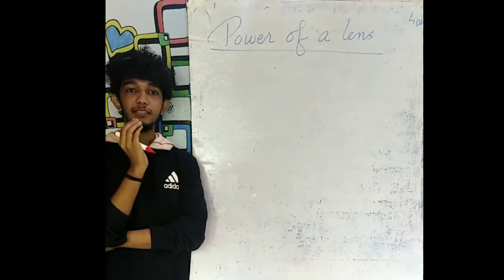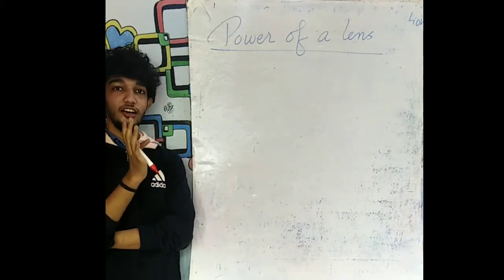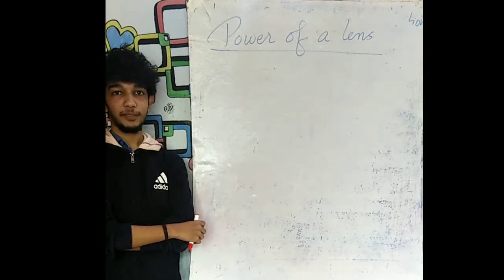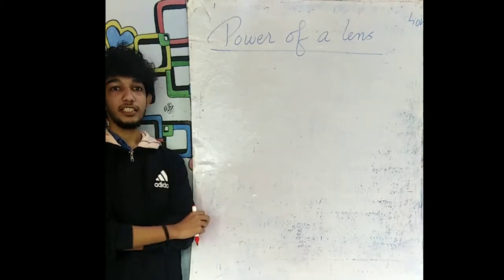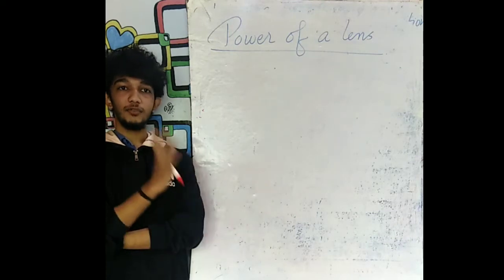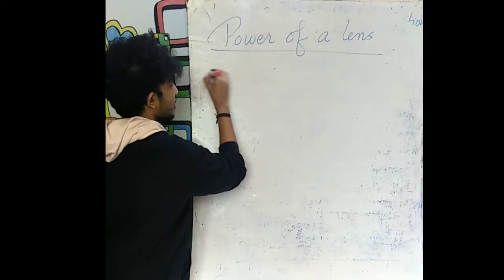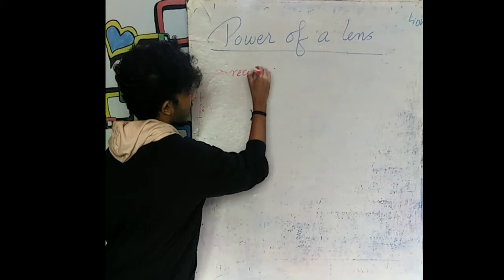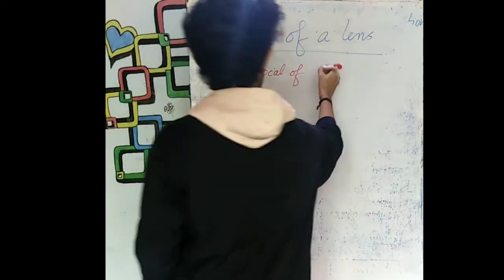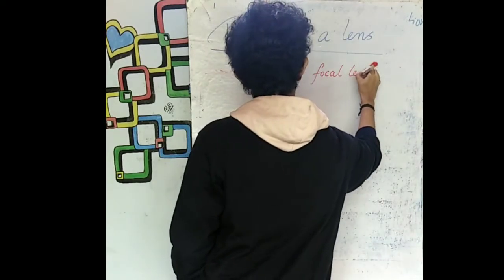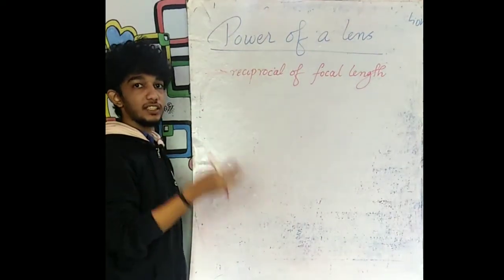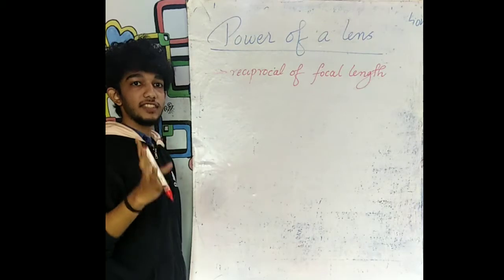Power of a lens is the ability of the lens to converge or diverge the rays of light which are incident on it. This ability is measured in terms of power. Another simple definition: power is the reciprocal of focal length. The power of a lens means the ability of the lens to converge or diverge a ray of light which is incident on it.